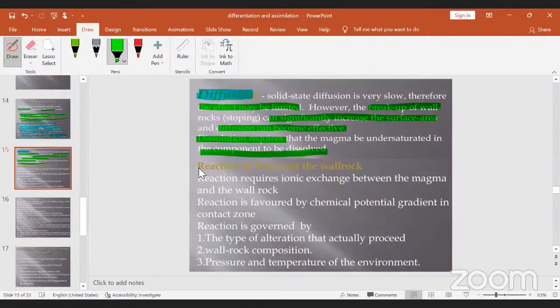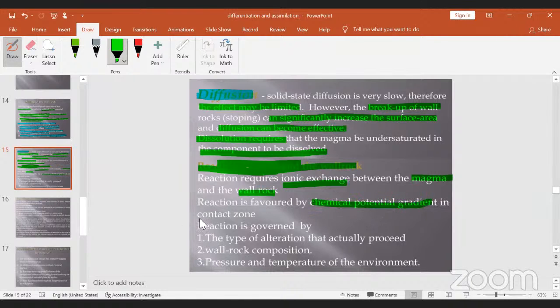And reaction of fluid and the wall rock, right? So reaction requires ionic exchange between the magma and the wall rock. Reaction is favored by the chemical potential gradient in the contact zone, and reaction is governed by the type of alteration that actually proceeds, the wall rock composition, and the pressure and temperature of the environment. So reaction is governed by these three factors, right?